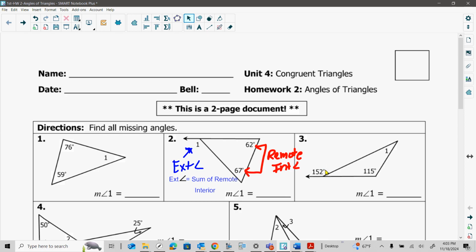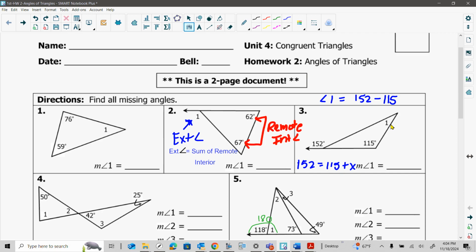Now on number three, since this is the exterior angle, it would be the sum of these two. And since you're missing this angle, you can do it two ways. You can write it as an equation. Let me get my pen, which says 152 equals 115, oops, sorry, plus the missing angle. We can label that as x. Or you can find angle 1 by doing the opposite, which is 152 minus the 115.